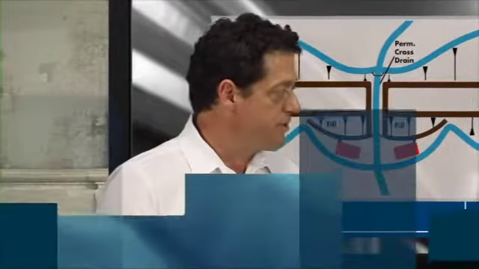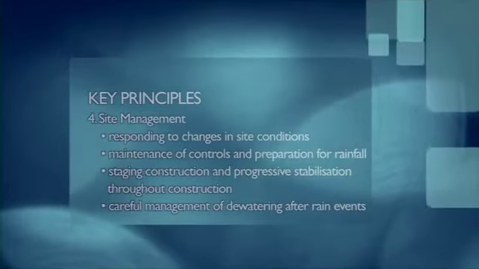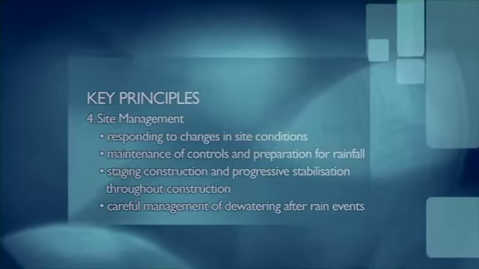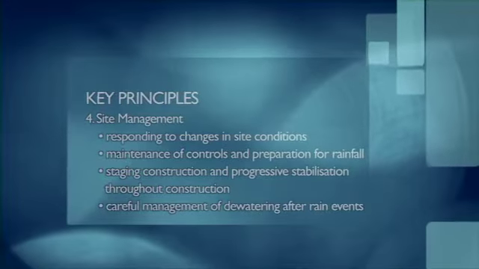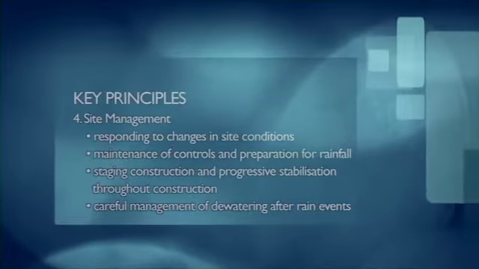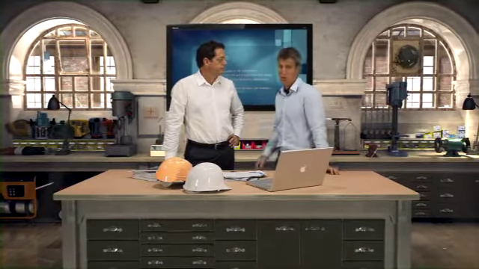There are a couple of key principles to guide site management. These include responding to changes in site conditions, maintenance of controls and preparation for rainfall, staging construction and providing progressive stabilisation throughout that construction process, and careful management of dewatering after rain events. Okay, so now let's have a look at the details of these principles on site.